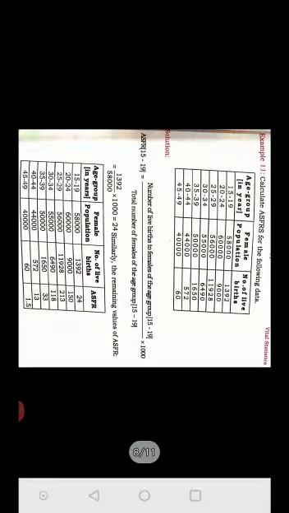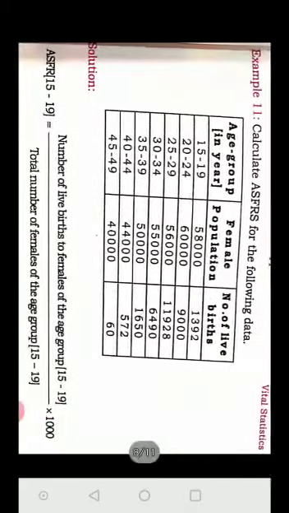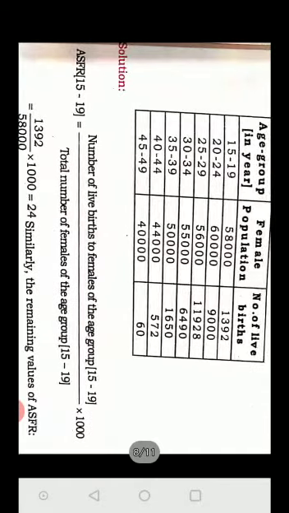Let us see a simple quick example. Calculate ASFR for the following data. As usual, the age group is there, the female population is there, and the number of live births. The age starts from 15 to 19, and so on till 45 to 49. And here we have to calculate ASFR for all the age groups.